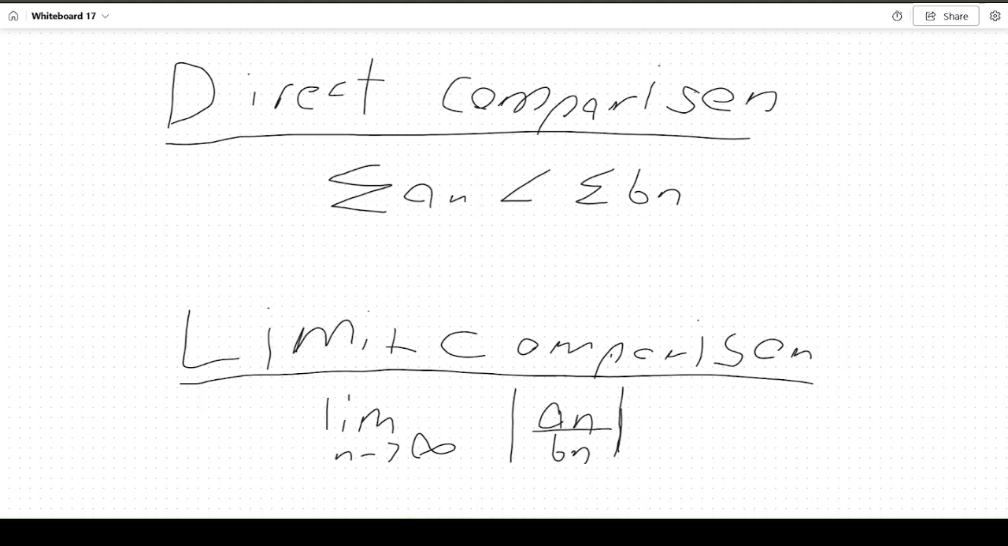In the direct comparison test, you need two series: the series of AN and the series of BN. And the series of BN must be greater than the series of AN. For the limit comparison test, you have to take the limit as n goes to infinity of AN over BN, absolute value, and you will have to find the coefficient of that. But let me explain it better while showing examples.